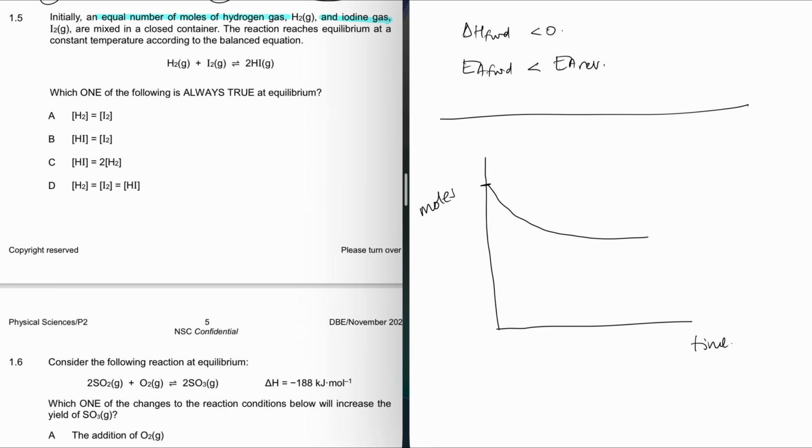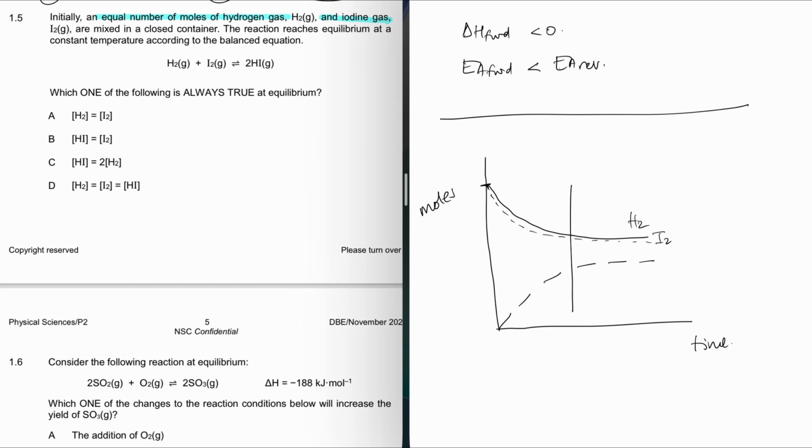Now, because the ratio of hydrogen to iodine is 1 to 1, they are going to decrease by the same amount. So that could be for hydrogen, that could be for iodine. So hydrogen and iodine. Now on the other hand, we have the product, which is HI. HI is going to start from 0 and it's going to increase to some value. We don't really care what that is. But when these lines are now parallel, that's where equilibrium is going to be reached.